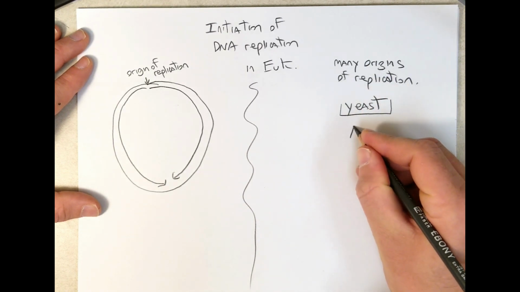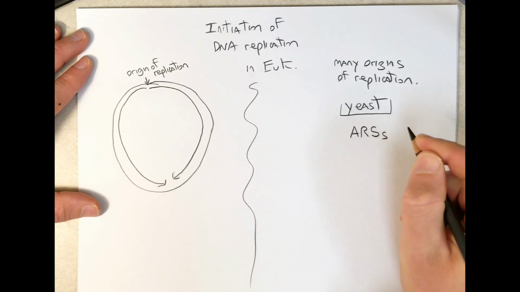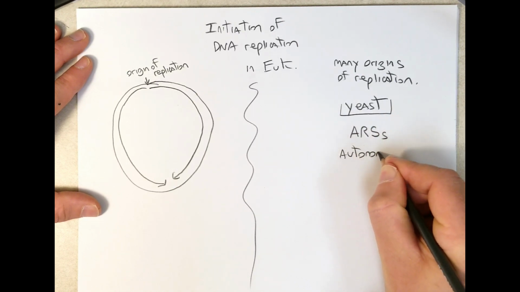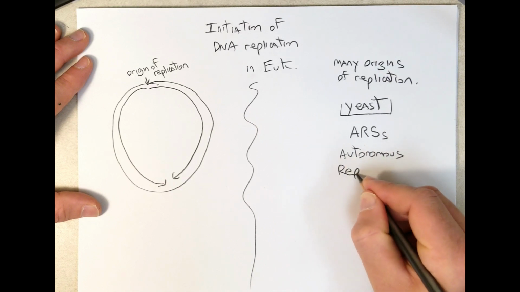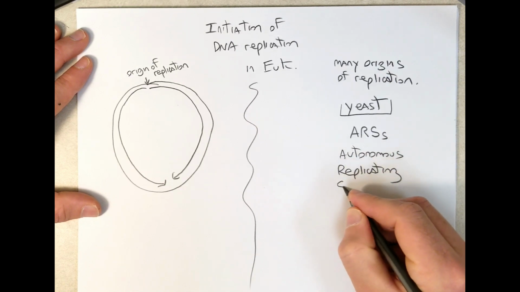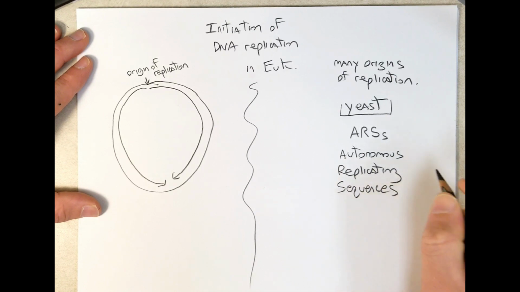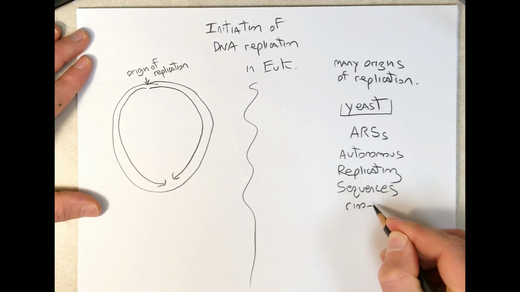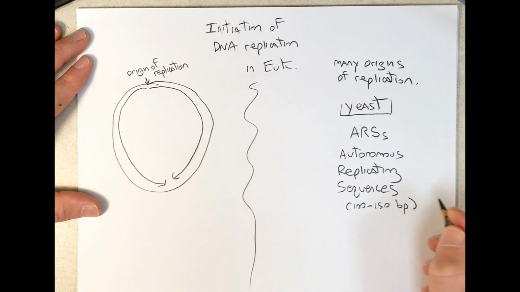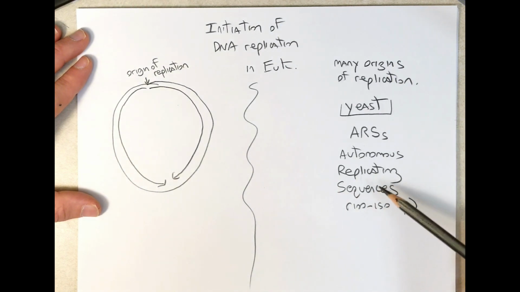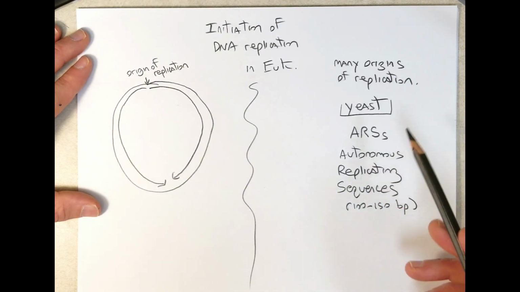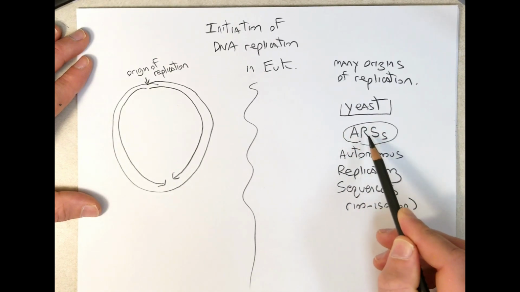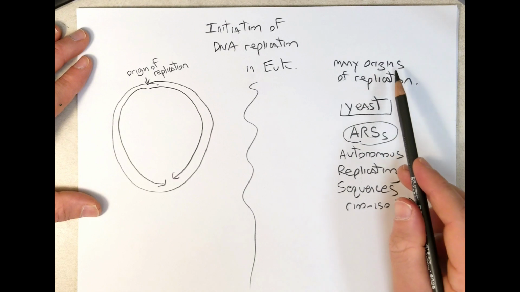But in yeast, they are called ARSs, for autonomous replicating sequences. And if you're curious, this name comes from how they were discovered. These little sequences, about 100 to 150 base pairs long, were put into plasmids. When a plasmid, or circular piece of DNA, is placed into yeast, that circular piece of DNA will be replicated if it has an ARS, because the ARS serves as the origin of replication.